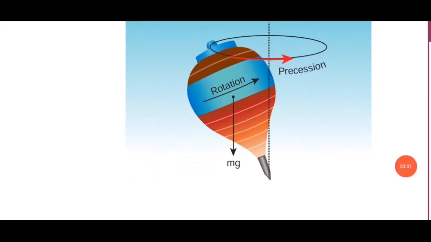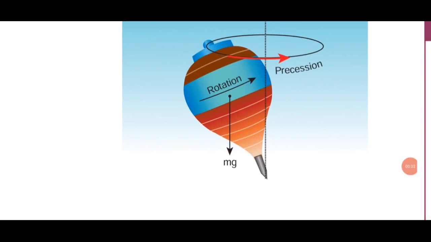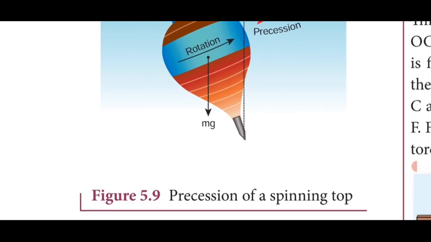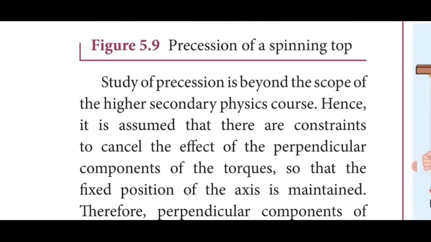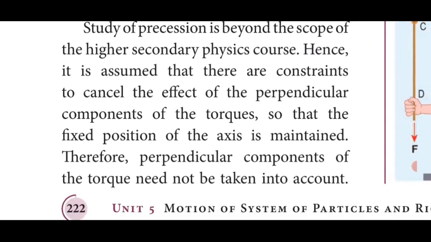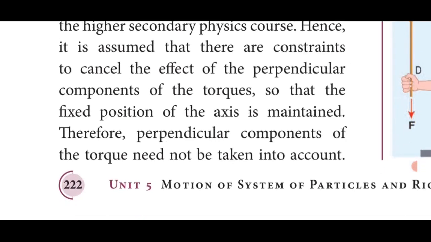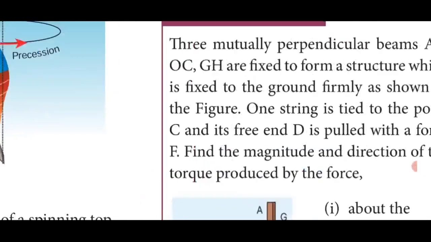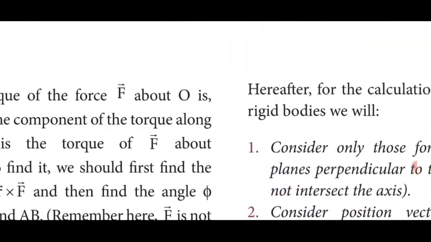This precession is given. The spinning torque decides how the rotation will be, and what force is acting, and the precession follows. The study of precession is beyond the scope of the higher secondary physics course. So it is assumed that there are constraints to cancel the effect of the perpendicular components of the torques, so that the fixed position of the axis is maintained. So the perpendicular components of the torque need not be taken into account.